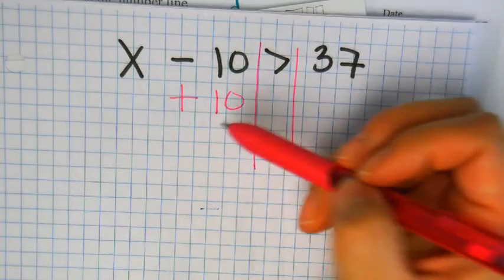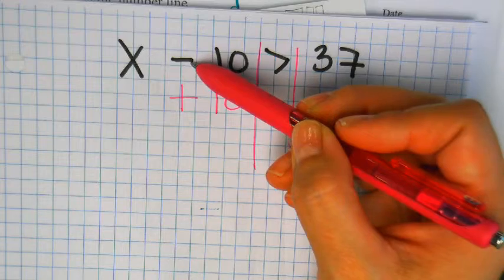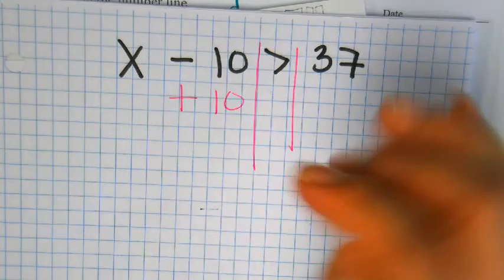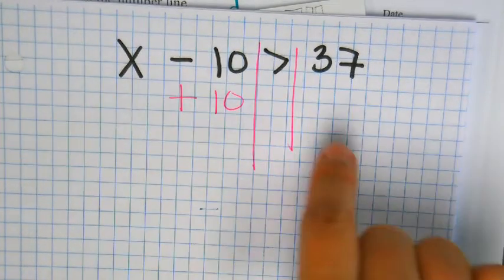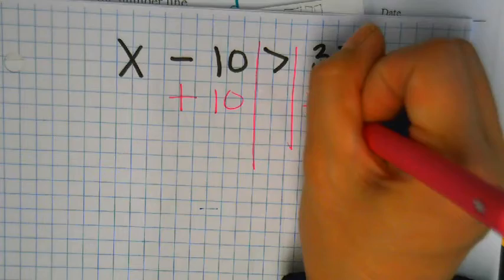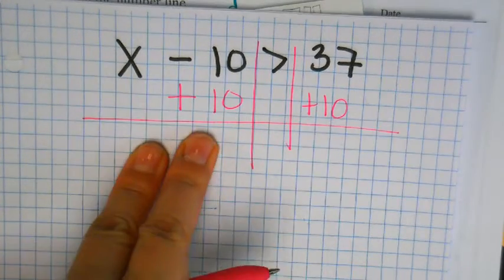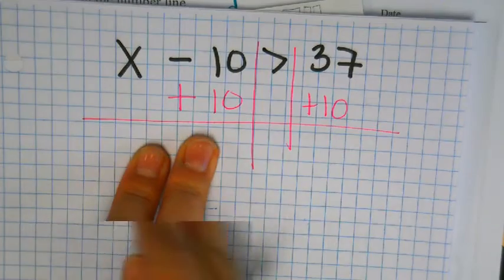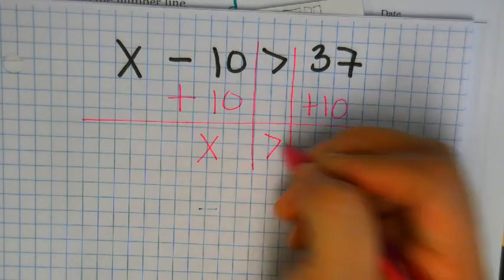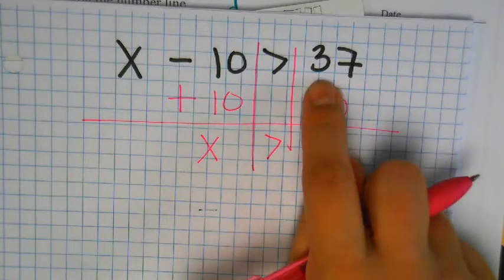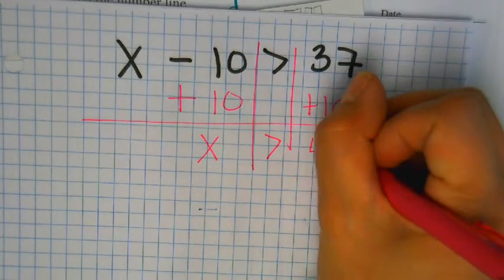Why do I add 10? Because we started with subtract 10, so we have to do the opposite. And whatever I do to this side, I have to do to the other side. So plus 10. On one side, your goal is to get 0, just x by itself. On the other side, you do the math. 37 plus 10, 47.